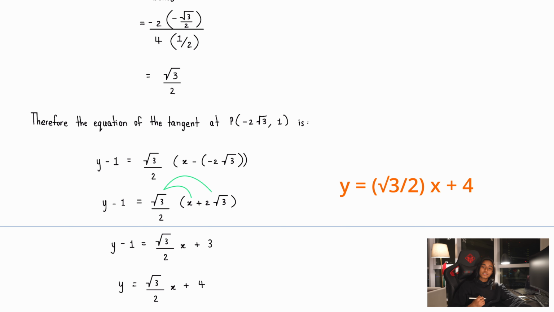the equation of the tangent being the square root of 3 over 2 x plus 4. And that's it. And that's the end of the video.